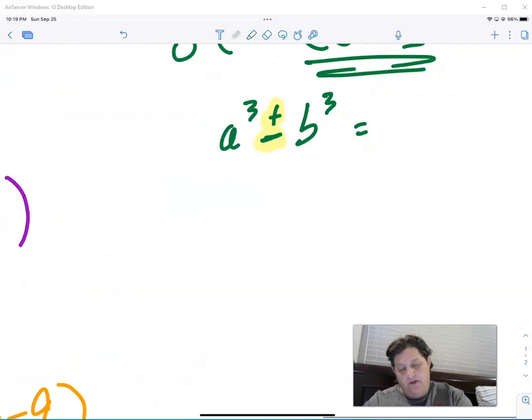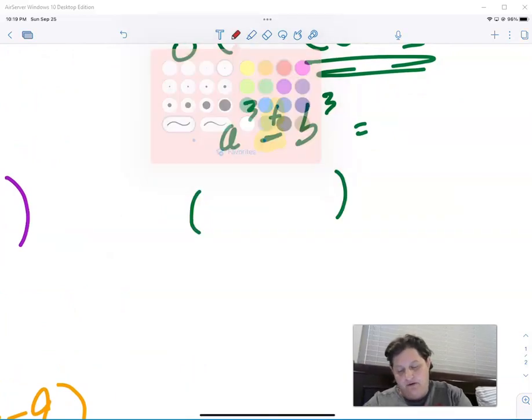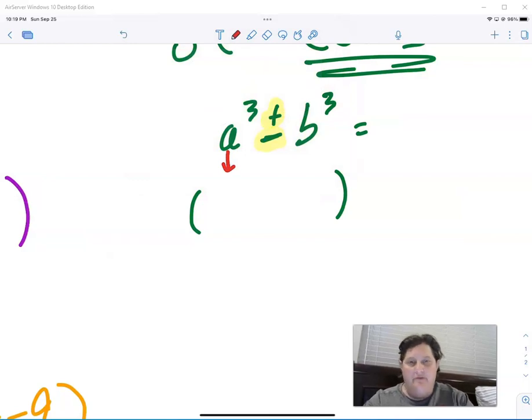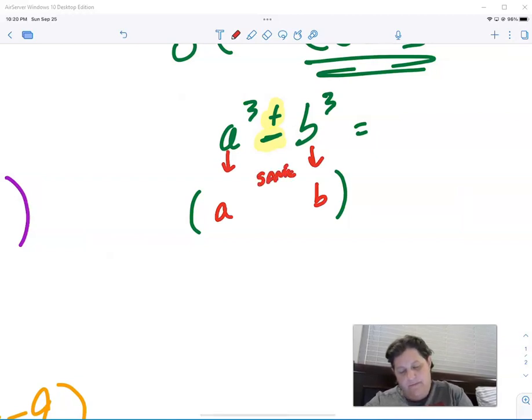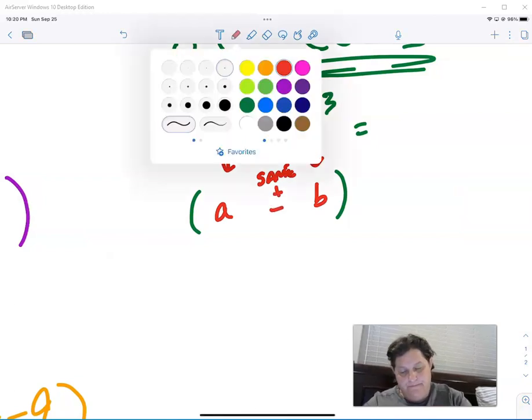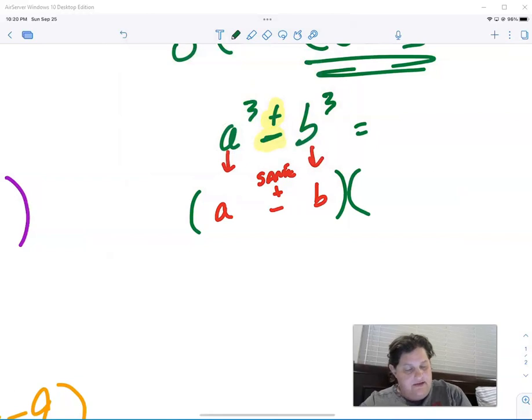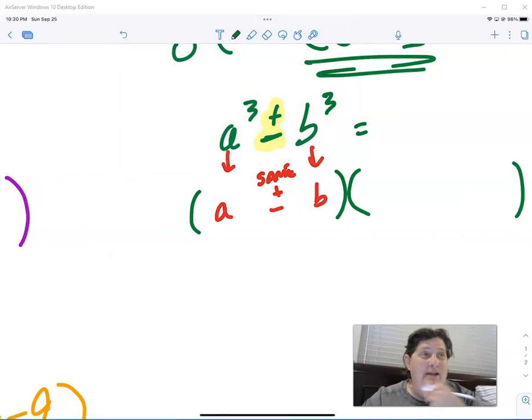Check it out. The way that you factor this, the first thing you do is a cubed: whatever it is cubed, you put that here. b cubed, you put that here. And then this sign, you use the same. So if it's plus, you use plus. If it's minus, you use minus. This is just a pattern. There's really no other way to do it than to memorize this pattern.